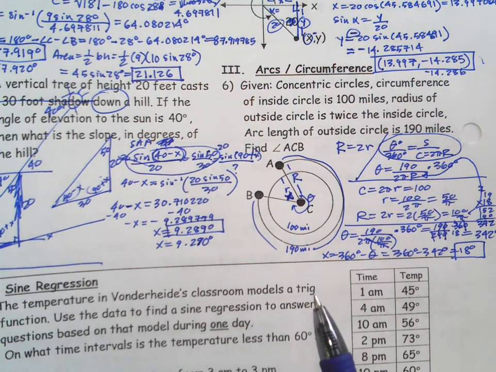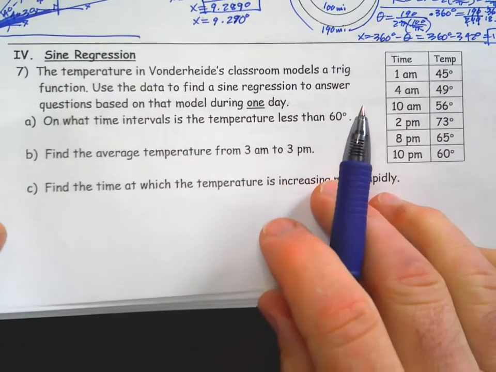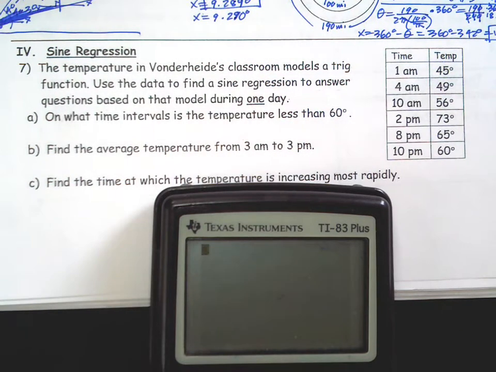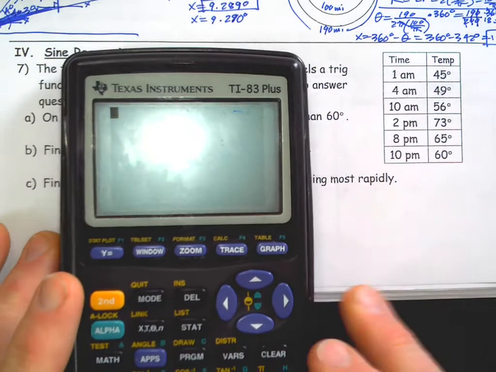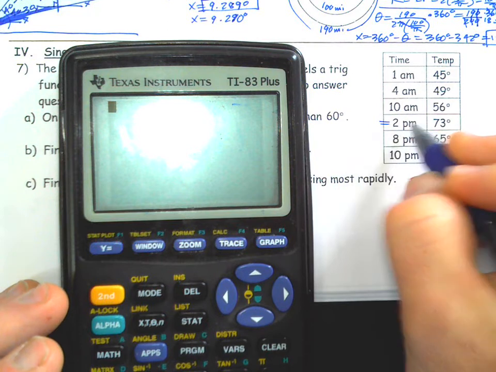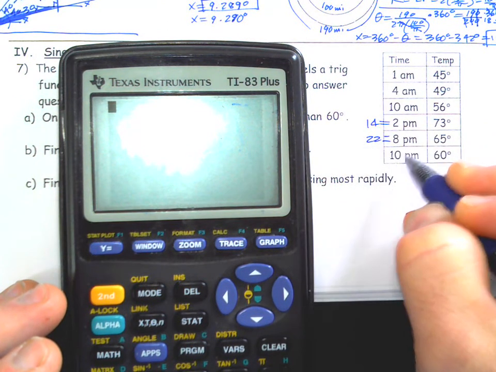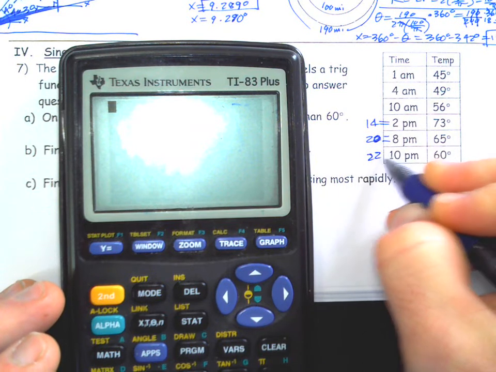We call that proportional. And you're going to have a trig regression problem. So here's a problem. Now one thing about this problem is that it's time, but it's AM and PM. So you have to add 12 to this and say 14, add 12 to this, 22, add 12 to this, this would be 20 and then 22. This is what you need to enter.